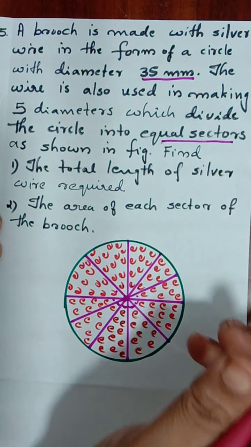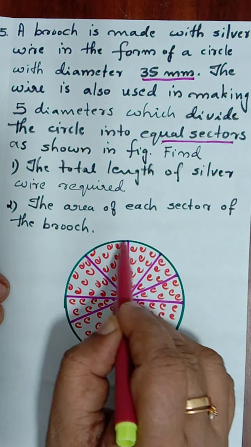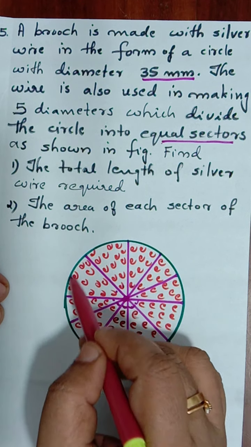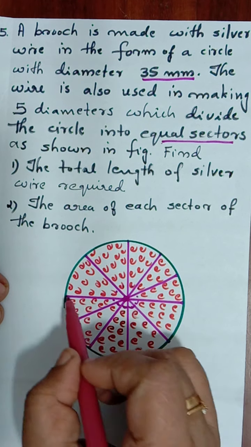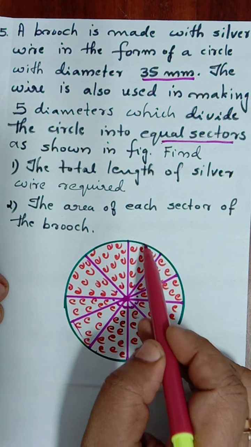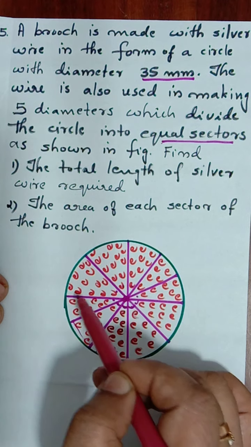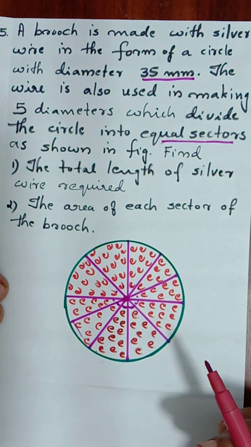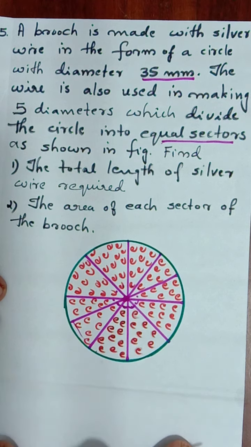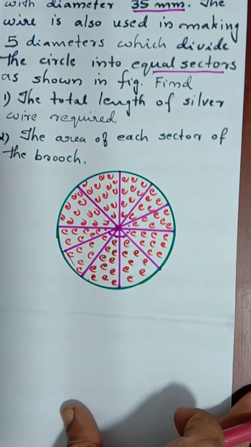So, where all silver wire is required: for making the circumference of the circle, that is 2 pi r, and also 5 diameters. So, wire is required for making the circumference of the circle and also 5 diameters. So, wire required, that we will do first. Total length of wire required. We have to write the steps now.